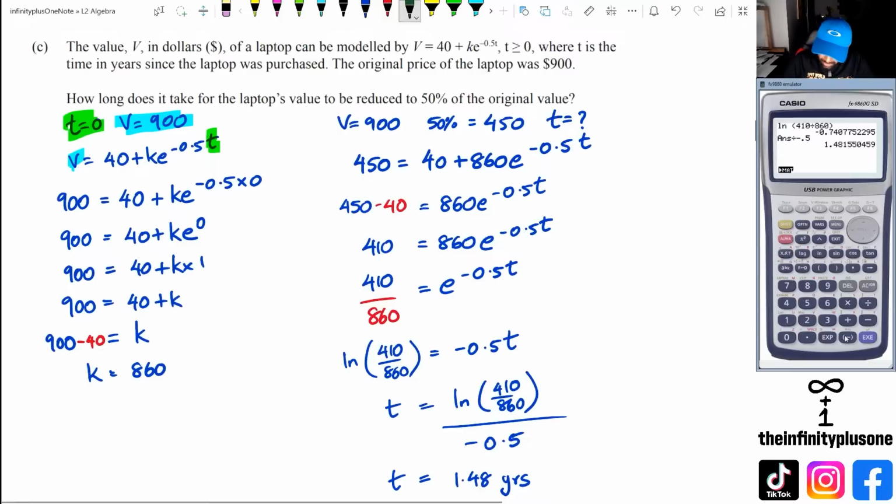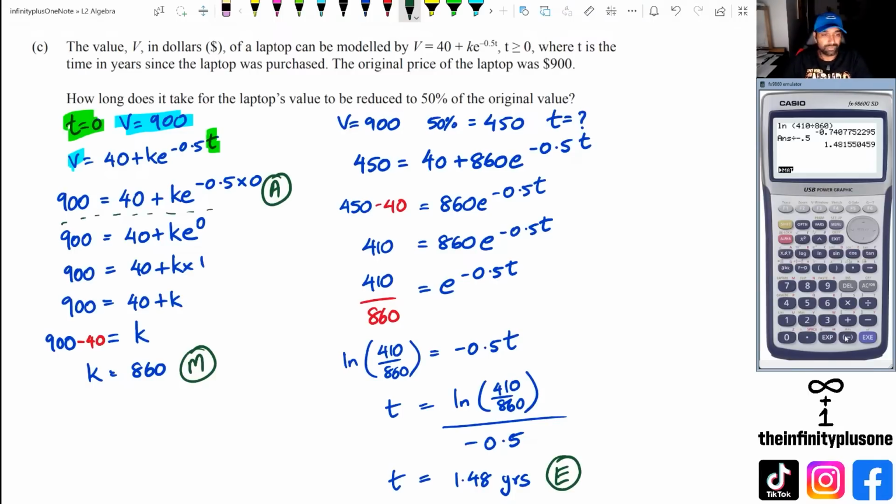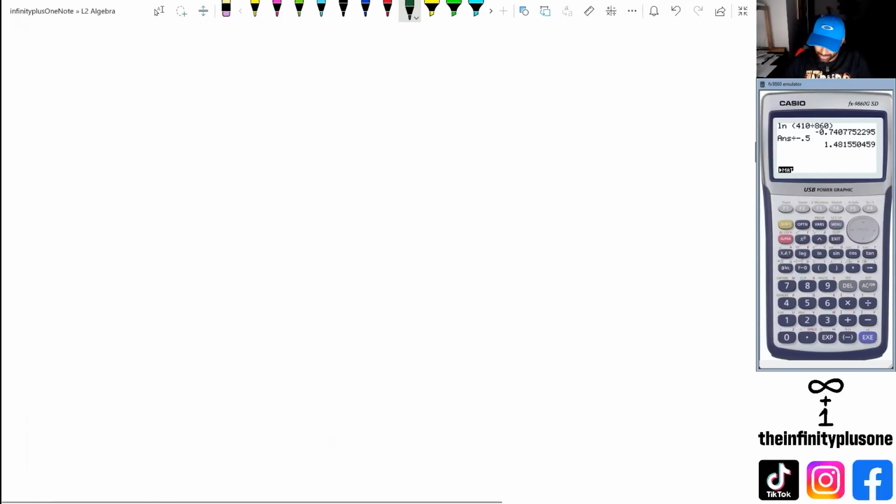Grades wise, correctly solved is going to get you an Excellence grade. For Merit, k correctly found using t equals 0, so Merit is here at finding 860. The t substitute equals 0 is just Achieved, so this line right here is going to get you an Achieved. Interesting question. I know it drove a lot of people crazy with that k, but that's what the exponential natural log is. All right, let's go to the next question.